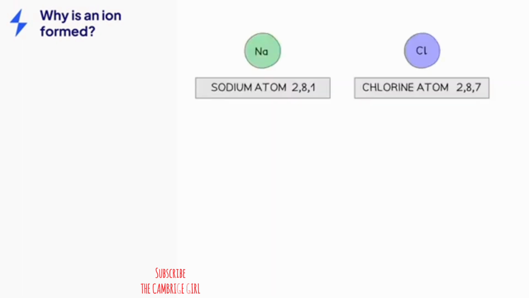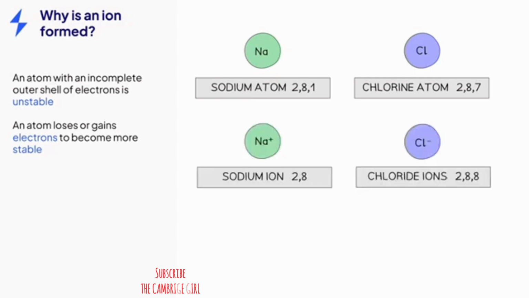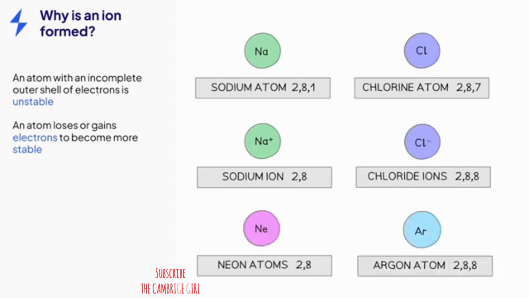To explain why ions are formed, we need to consider the electronic configurations of atoms. Most atoms, including sodium and chlorine shown here, have an incomplete outer shell of electrons. This arrangement of electrons is not very stable. A full outer shell of electrons is a much more stable arrangement. To achieve this stable arrangement, atoms lose or gain electrons, and we can see the electronic configurations of the sodium and chloride ion here, showing that they have a full outer shell. Remember that the noble gases, such as neon and argon, have full outer shells of electrons, so we can see that ions have the electronic configuration of a noble gas.